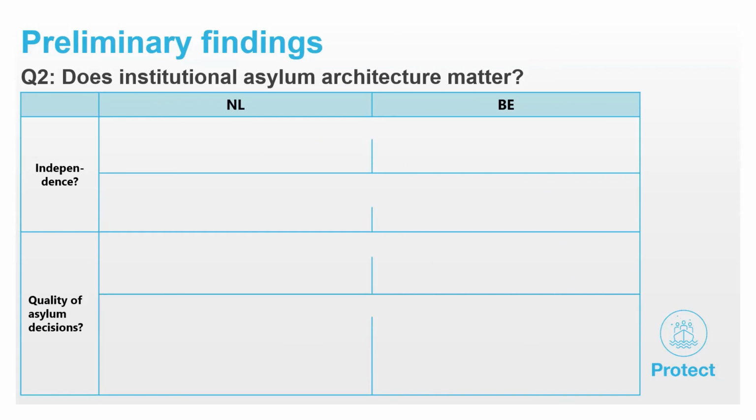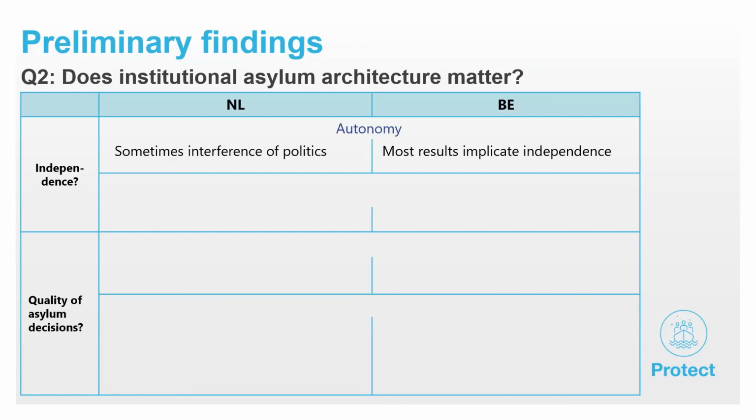When we look at our second question, does institutional asylum architecture matter, we can also already share some insights. First, regarding independence, when we look at autonomy, we see several interferences of politics throughout time in the Netherlands, while in Belgium, most results indicate a quite autonomous functioning of the Asylum Office.